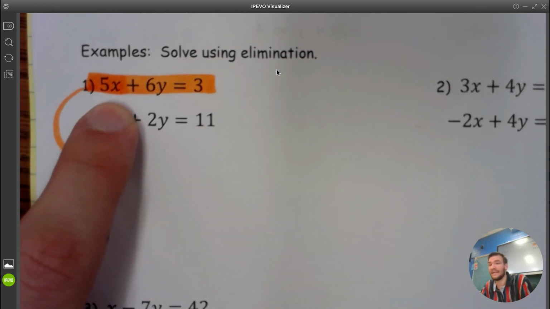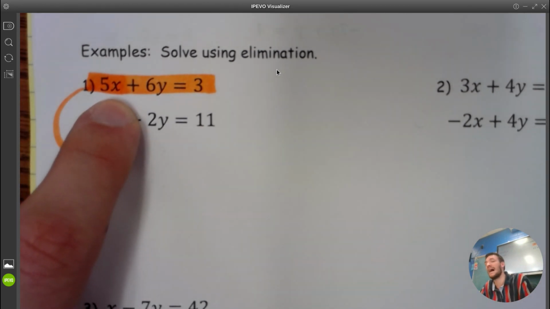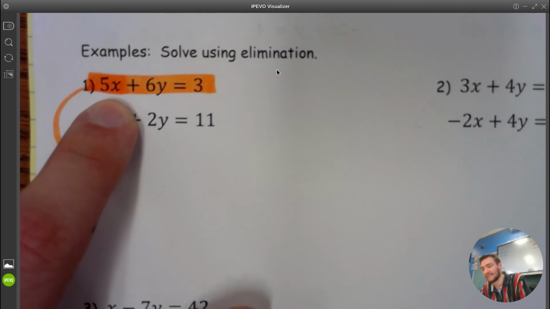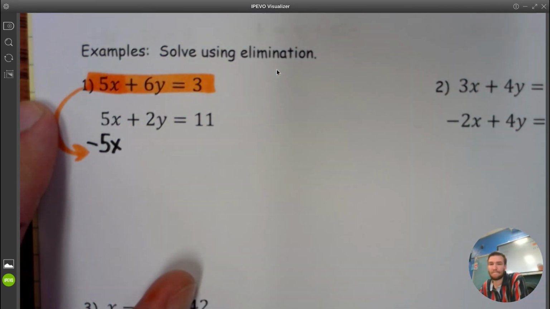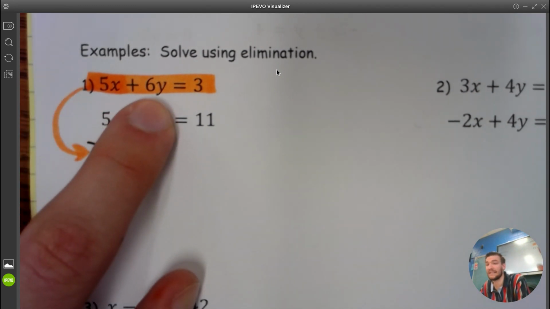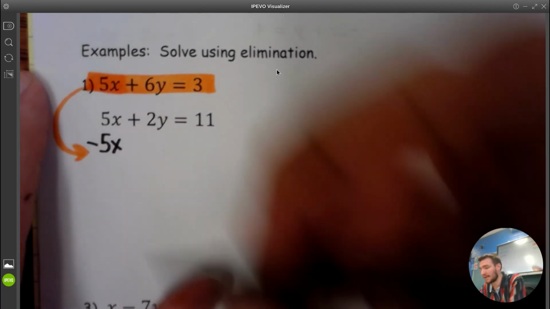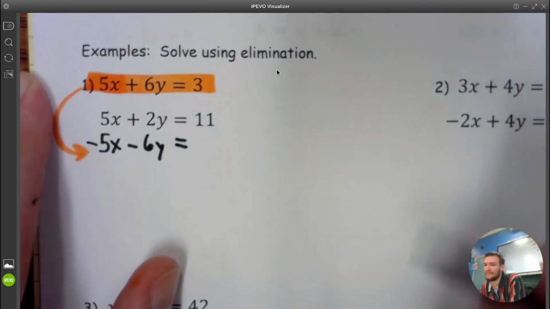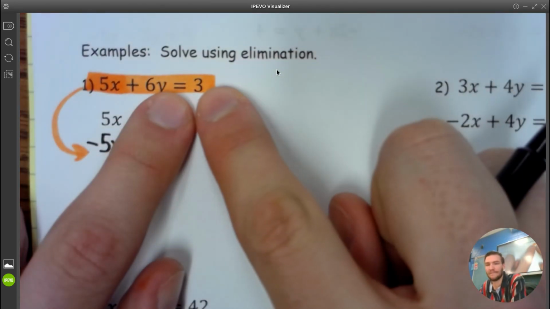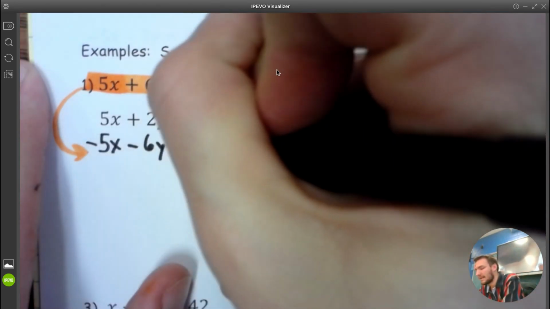On the top, it says 5x. What is the opposite of a positive 5x? Negative 5x. So basically change everything on top? Yep, very easy. If it says plus 6y, what's the opposite of plus 6y? Minus 6y. This is not difficult. Positive 3, what's the opposite of that? Negative 3.